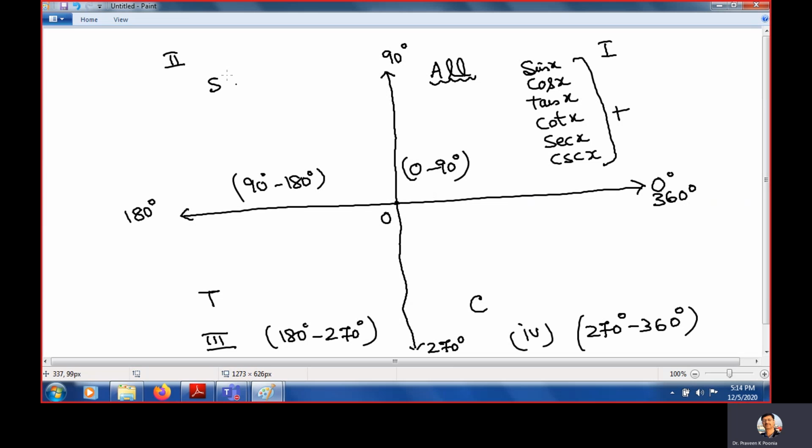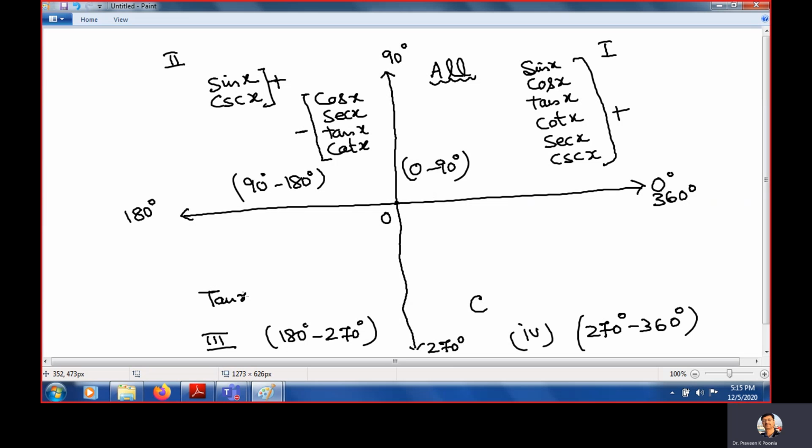In 90 to 180 degrees, S means sin x and its brother cosec x. Sin and cosec are positive. But the rest four, meaning what remains: cos x, sec x, tan x and cot x, these four are negative. Just remember this. Only sin and cosec are positive, A, S. S means sin. Sin's brother is cosec.